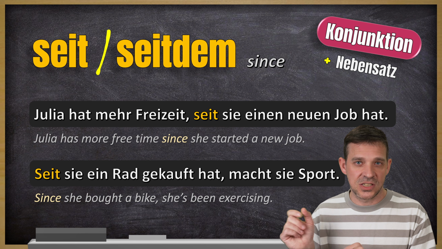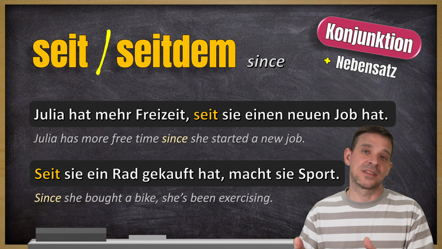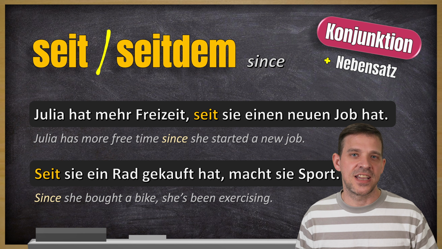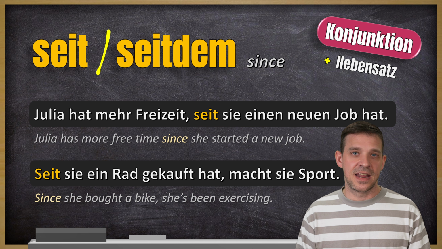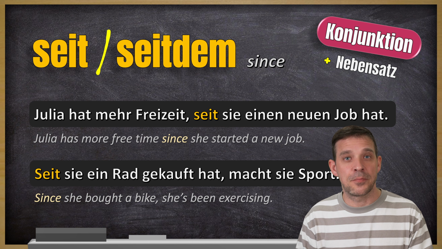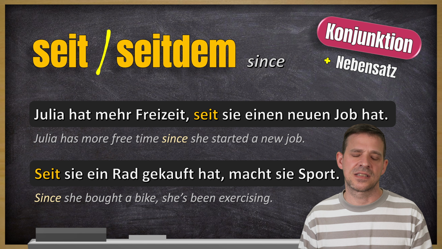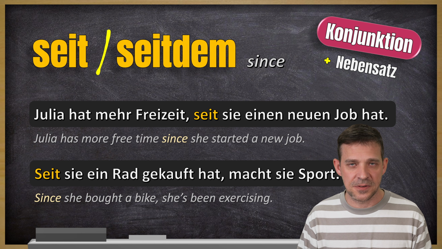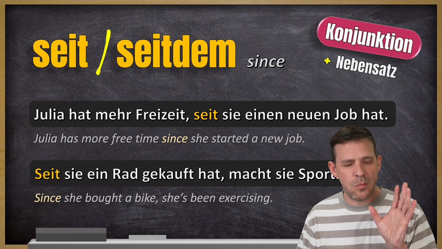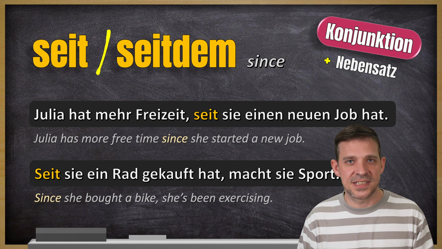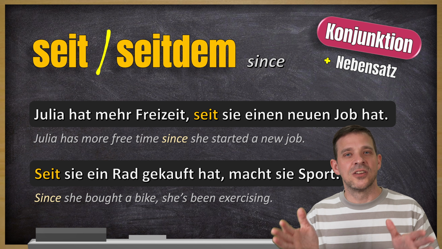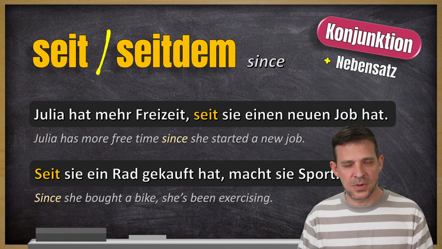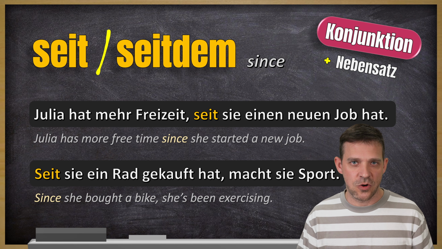That's why macht sie Sport is in Präsens. But the thing when she bought it is in the past. That's why we use perfect here: sie hat ein Rad gekauft. Here as well, more common is for seit as a conjunction to be used in Präsens, because usually something is still ongoing.